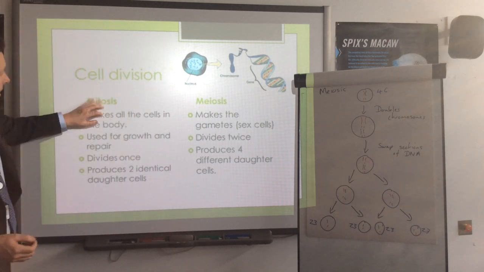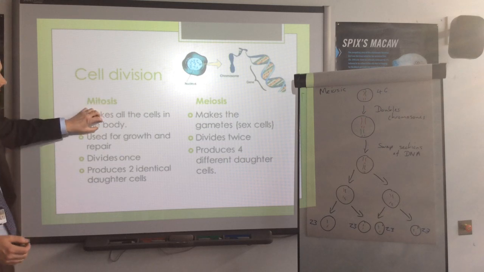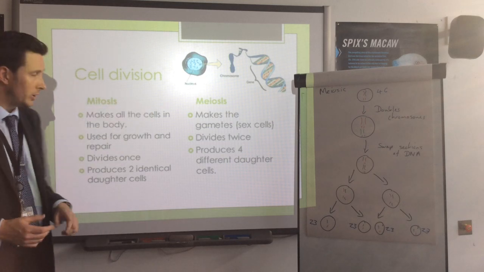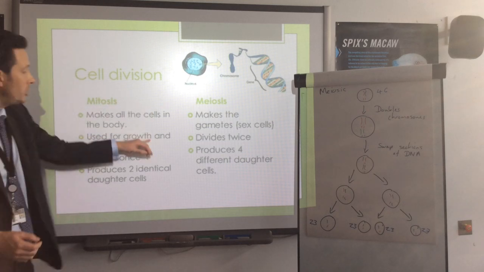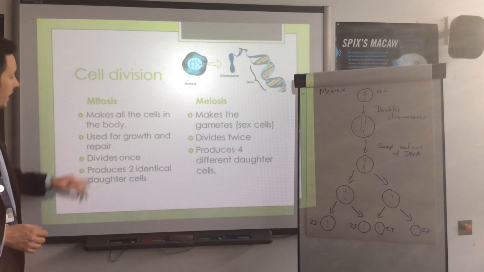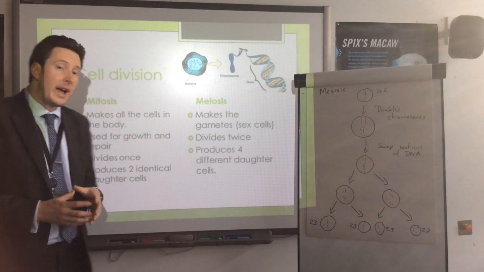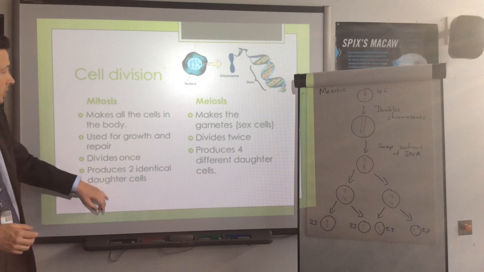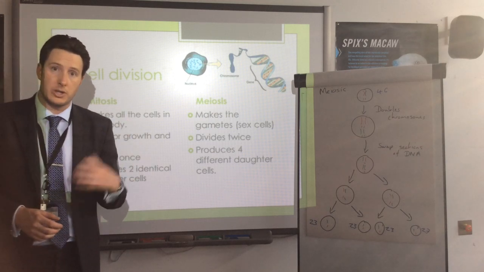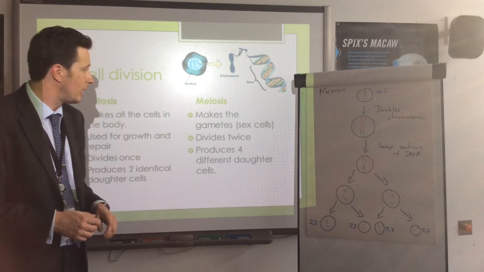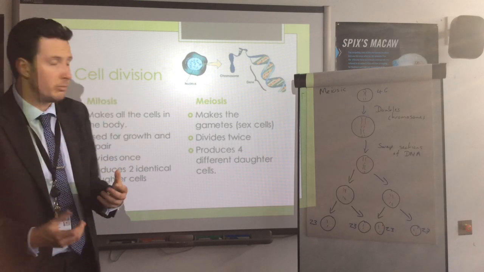So recapping, the important bits about mitosis is it makes all the cells in the body, including mitosis. It's used for growth and repair. It only divides once, and it produces identical daughter cells with the same number of chromosomes as the cell that started. 46 in the case of a human.